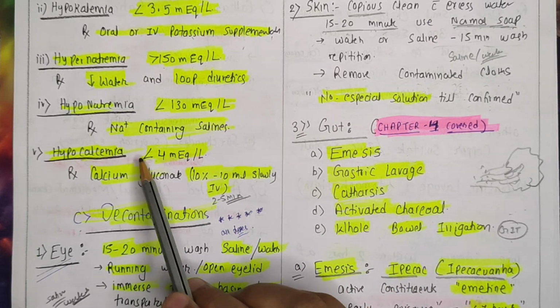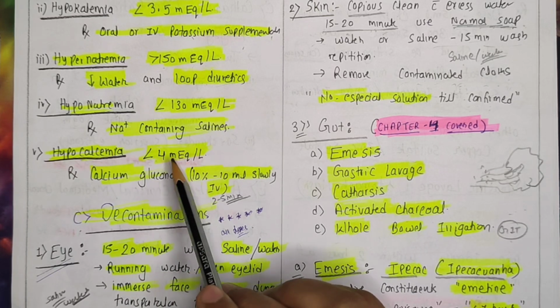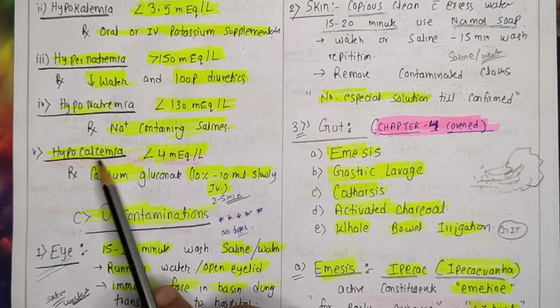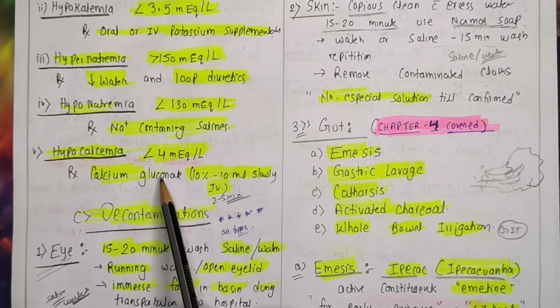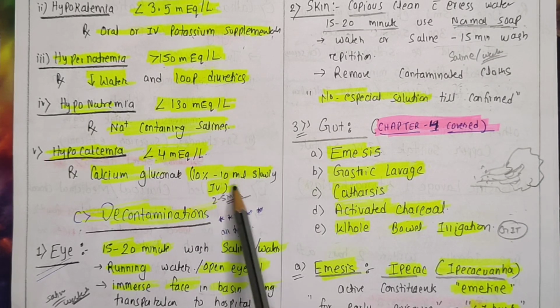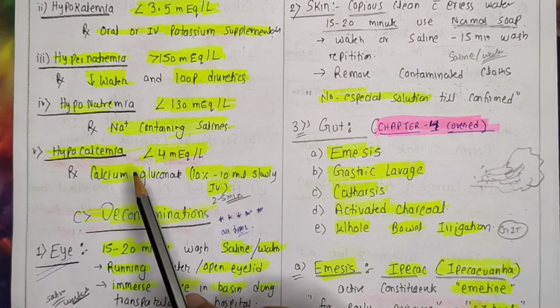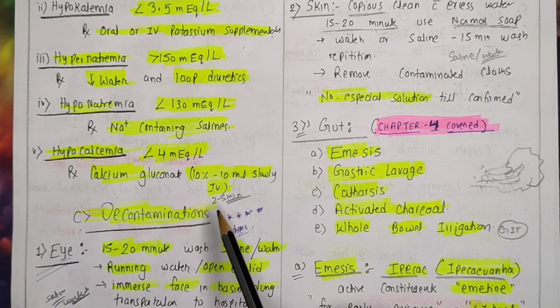Then another condition is hypocalcemia. In this condition, the calcium level will fall below 4 milliequivalent per liter. To replace the decreased calcium level, we will go with drugs like calcium gluconate. That is a 10% injection which comes in a vial of 10 ml. We have to inject this calcium gluconate in a slow IV manner, so that the depleted calcium will get replaced in the blood circulation.